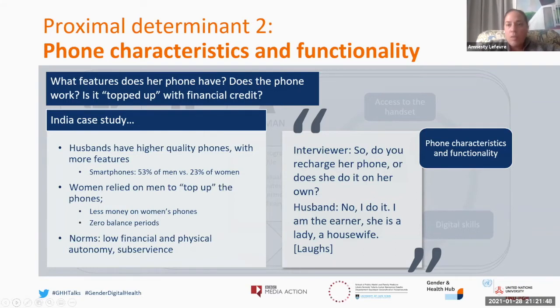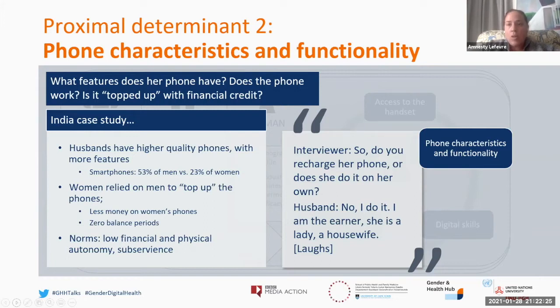From our case study findings, we found that husbands had higher quality phones. This included not only a greater proportion of smartphone ownership among men as compared to women, but as well men having more features on their phones. A further critical factor to enabling phone use is whether or not there's available credit on the phone. This is particularly relevant in contexts like India, where most of the population relies on what are called prepaid packs versus postpaid plans, which allow you to pay the bill at the end of the month. Nearly 90% of the women in our sample reported relying on men to top up or recharge their phones and thus add credit to enable use.